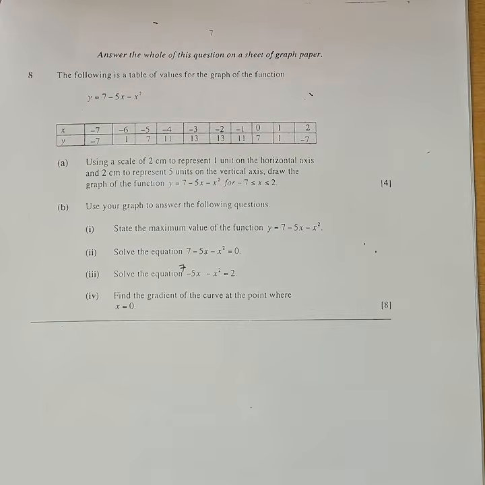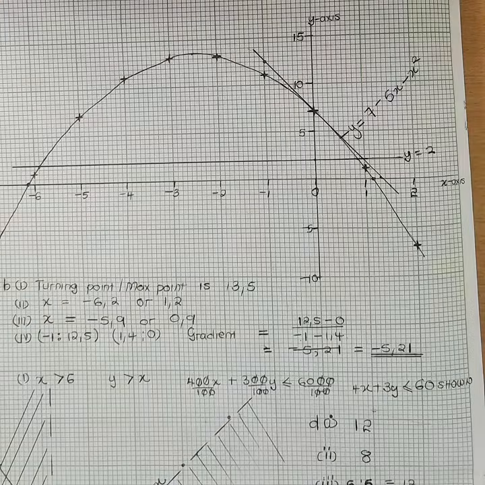I'm going to use the November 2010 question again on B part 2. We want to solve the equation 7 minus 5x minus x squared is equal to 0 using our graph. They are going to ask you to solve the equation using the graph. Do not panic at this stage. It is very simple. For example, let us look at November 2010, number 8, part 2, which was 7 minus 5x minus x squared is equal to 0.